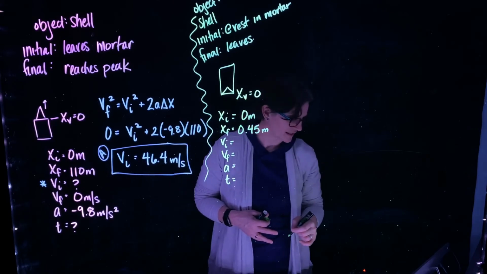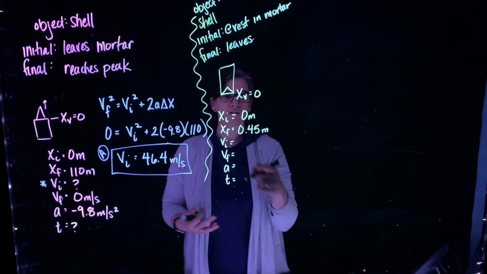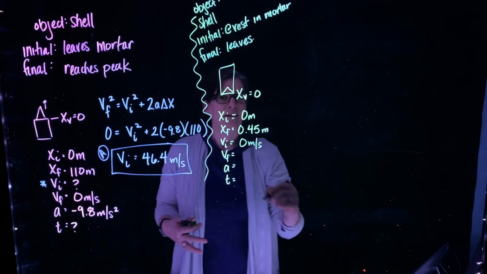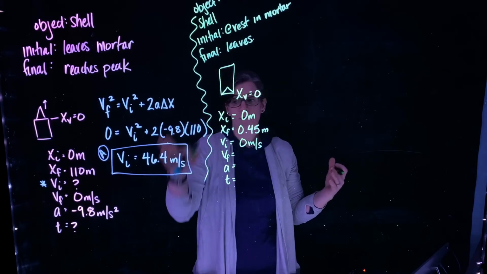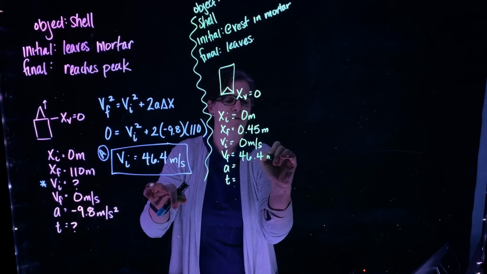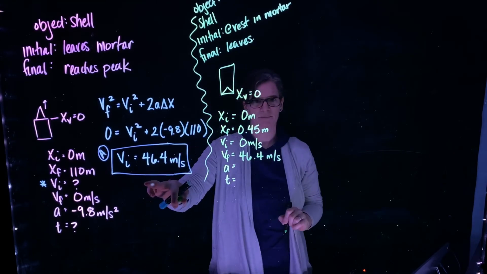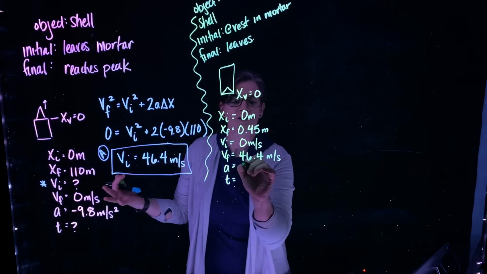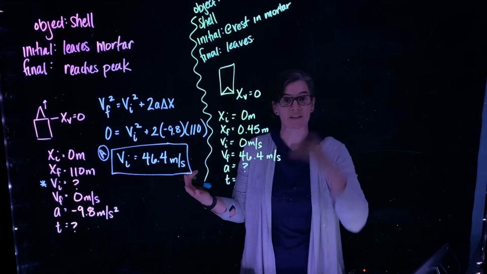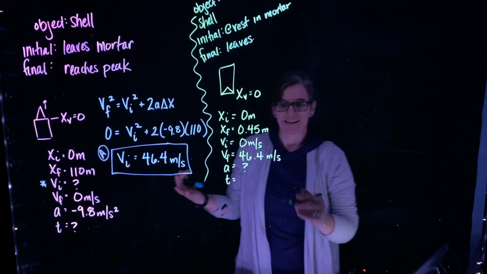Just want to double check that length. Yep. The initial velocity, well, it's going to start at rest at the bottom. How fast is it going when it leaves the mortar? Well, we figured that out in part A. So that's 46.4 meters per second. I don't know the acceleration. This is not the acceleration due to gravity. This is the acceleration as it's traveling through the mortar. And I don't know the time.